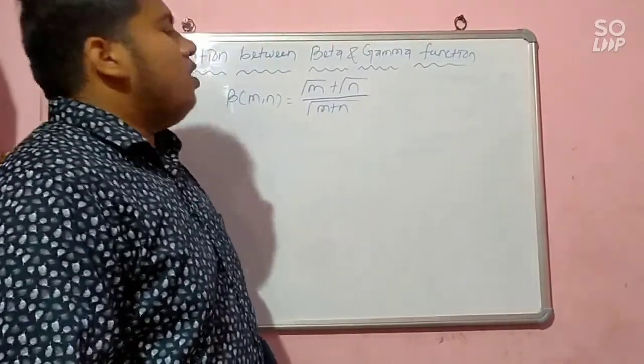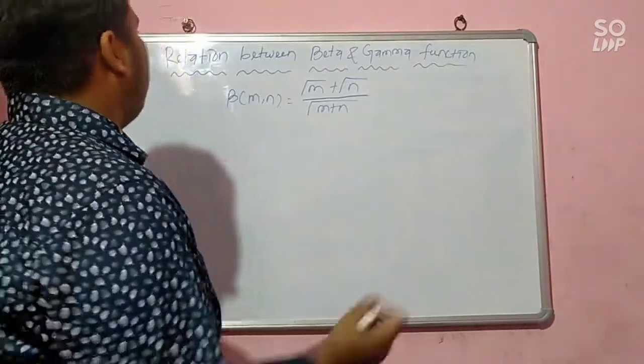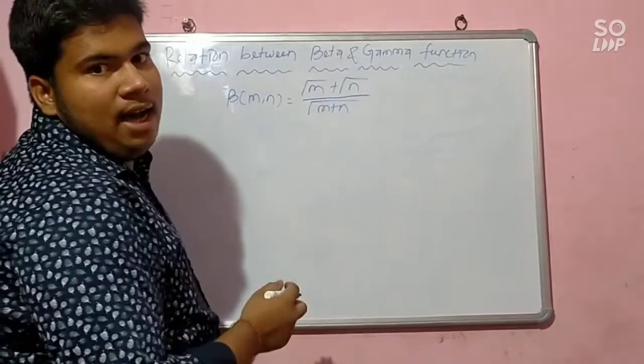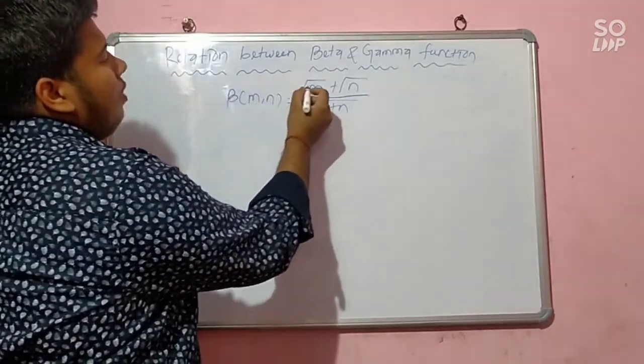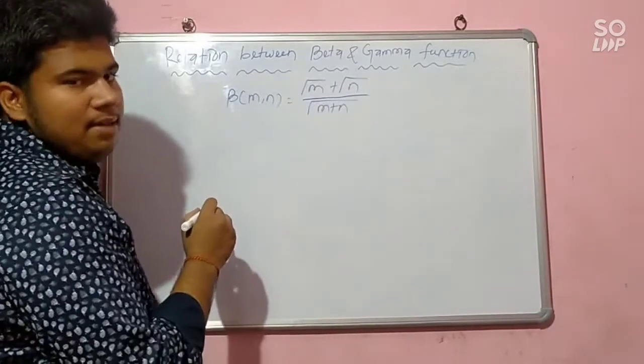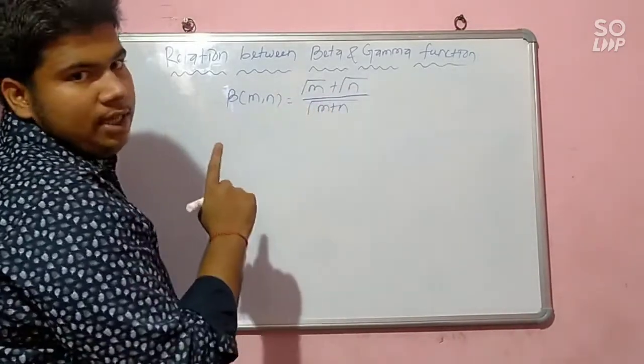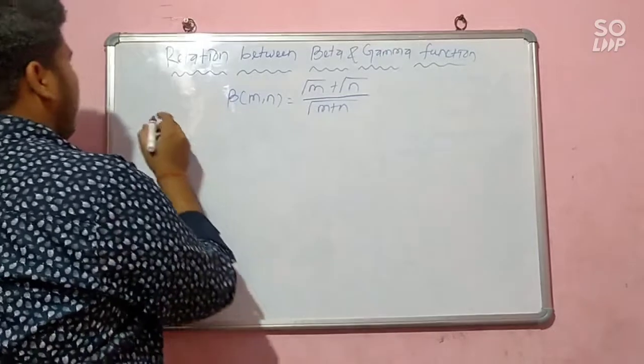Okay, students. Today we will discuss the relation between the beta and gamma functions. The relation is beta(m, n) is equal to gamma m times gamma n divided by gamma(m plus n). So see how to prove this. So, proof.